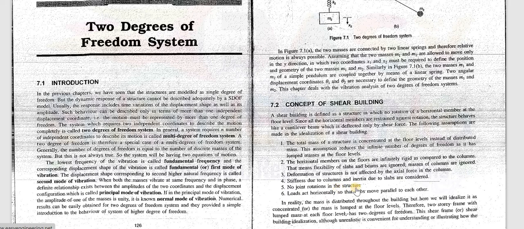And no joint rotations in the structure. The load acts horizontally so that the slabs move parallel to each other. So these are some of the assumptions of a shear building model.